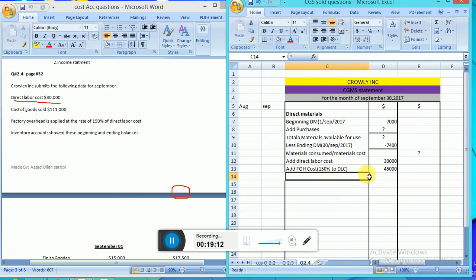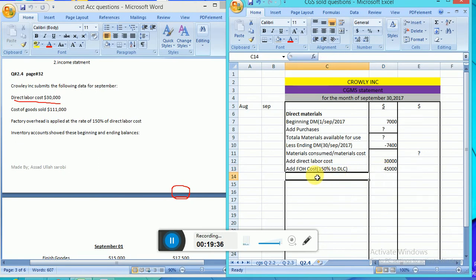So how do we find the FOH? Look at the 150% of direct labor cost. 150% multiplied by our direct labor cost of 30,000, that equals 45,000.